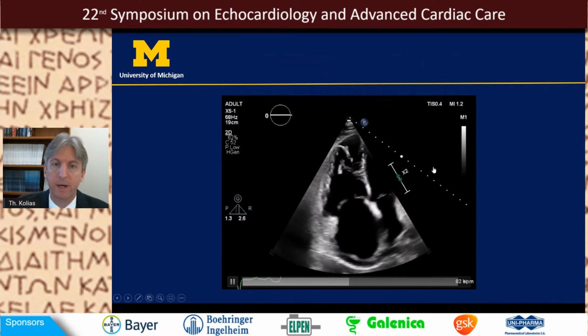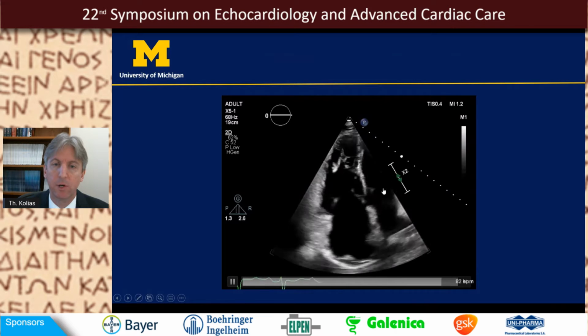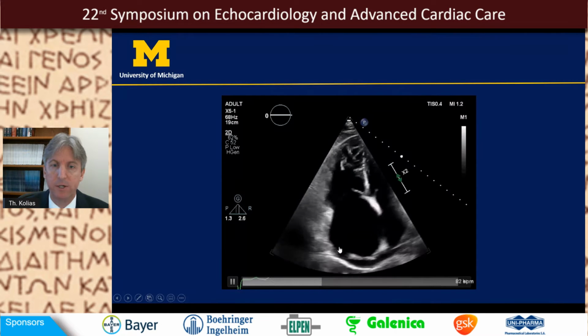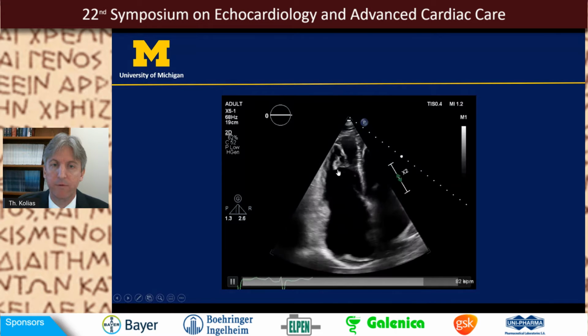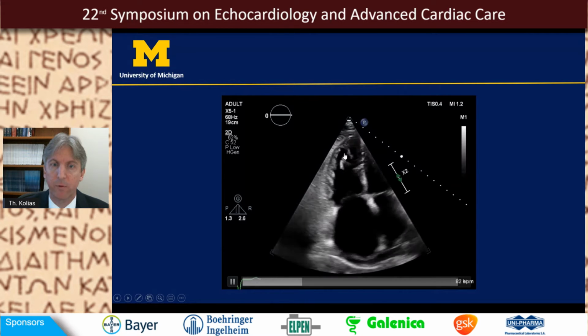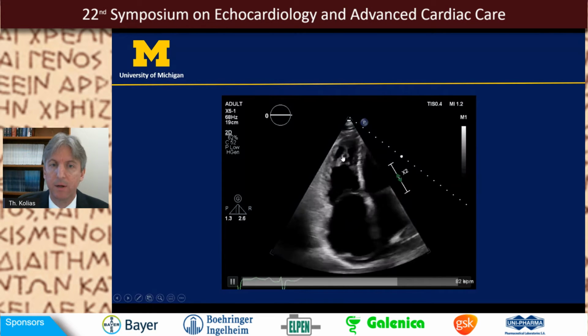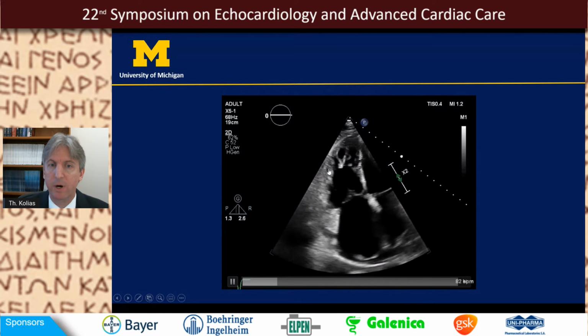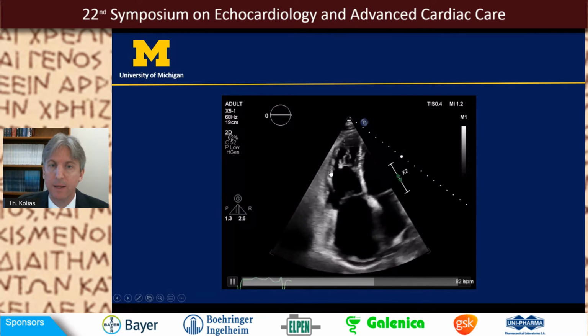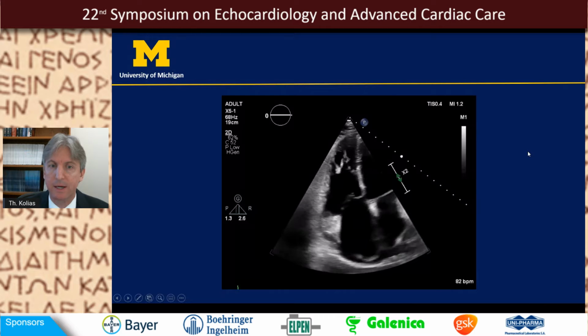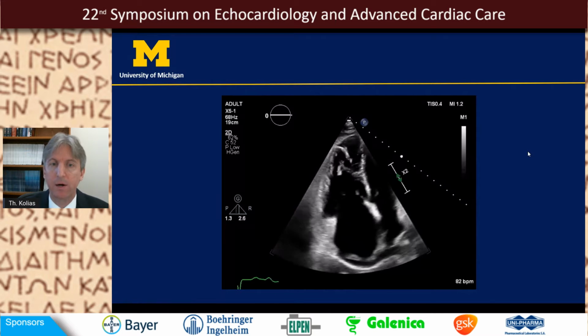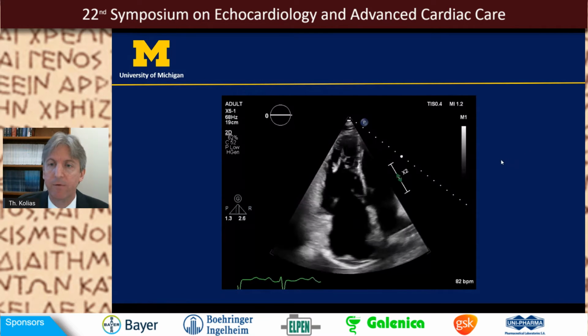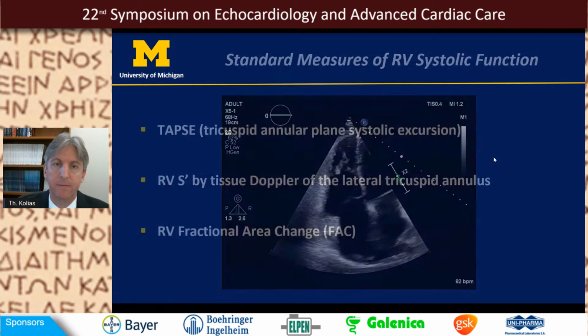In addition, when looking at an apical 4-chamber view, what is apparent is that there's right atrial enlargement, and there's also right ventricular enlargement and right ventricular hypertrophy. There also appears to be decreased right ventricular systolic function, and this is something that we're very much interested in. What are the ways that we can better quantify the degree of right ventricular systolic dysfunction?